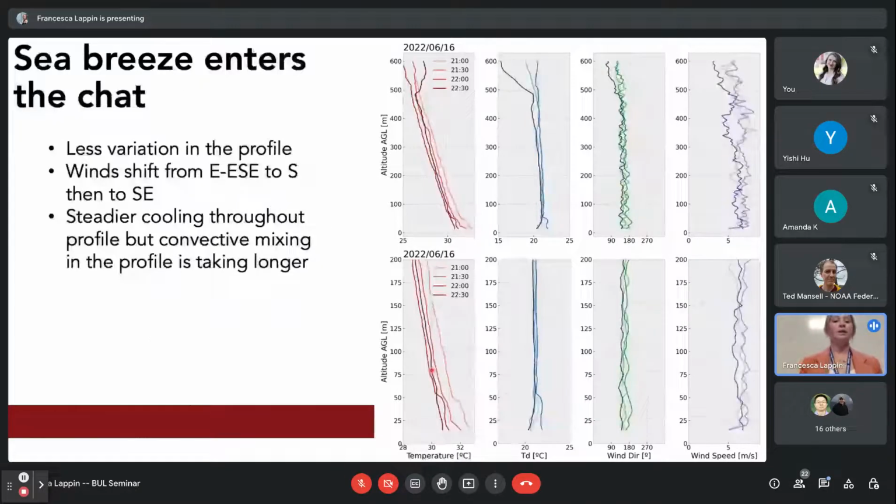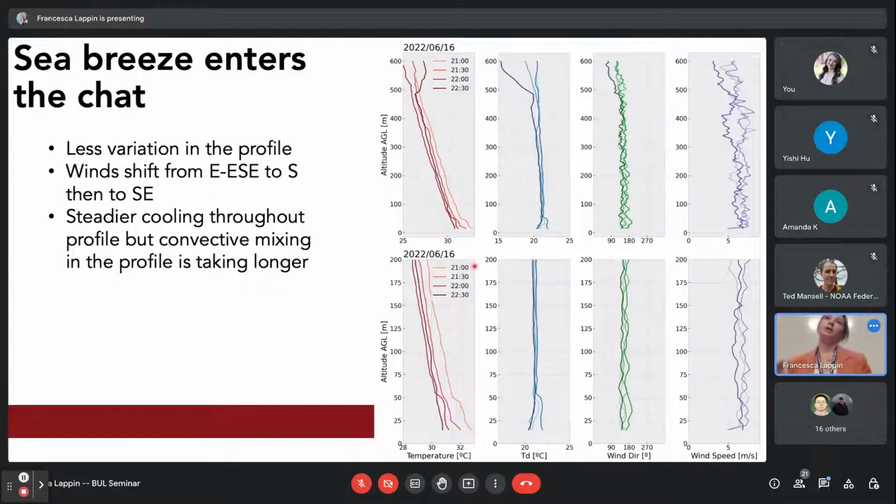And then we can look at the sea breeze and center our profiles around that moment. And you can see that overall, it's a lot more well mixed. There's a more gradual decrease in the temperature throughout the profile, but your small scale features and variability in that profile itself are not changing as rapidly. And these are actually progressing in 30-minute time steps as opposed to your 15. So not as quick of changes.